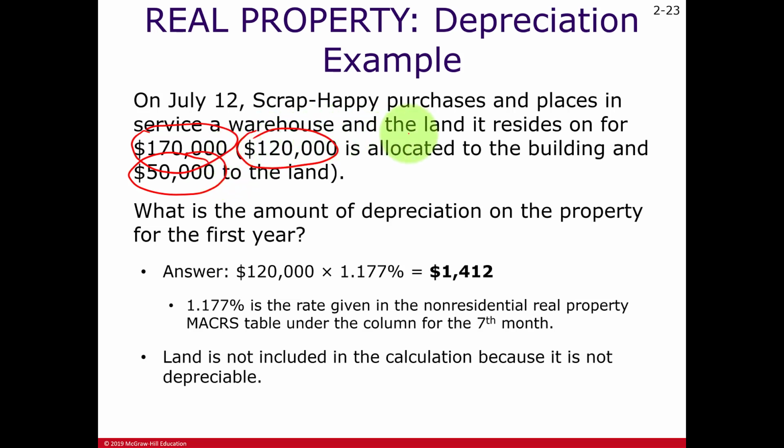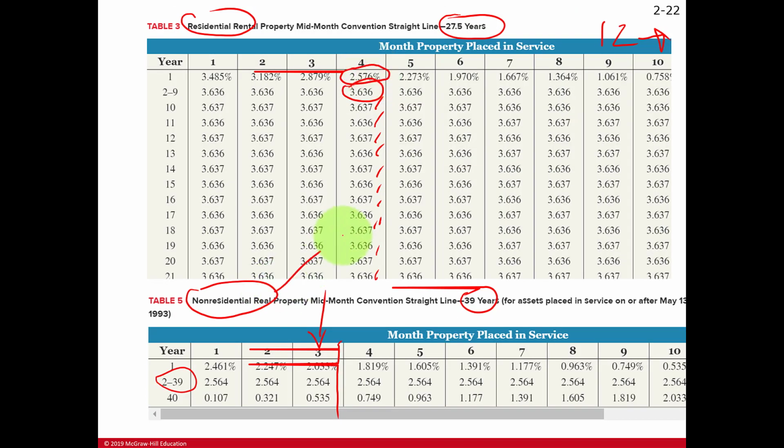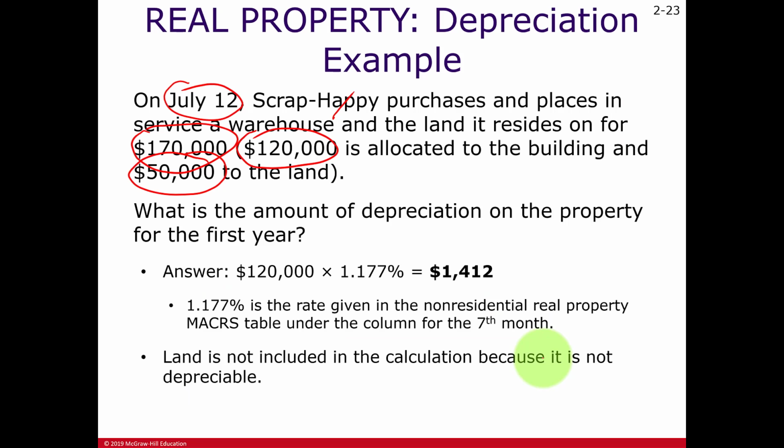We're told this building was bought in July. So you assume you bought it right in the middle of that month. So I take a look at my warehouse. That's non-residential. July. I take this rate for the first year and multiply it by the cost allocated to the building and not to the land to get your annual depreciation for the first year. And you stick with that July column and move down to the next row for the future rates for future years.